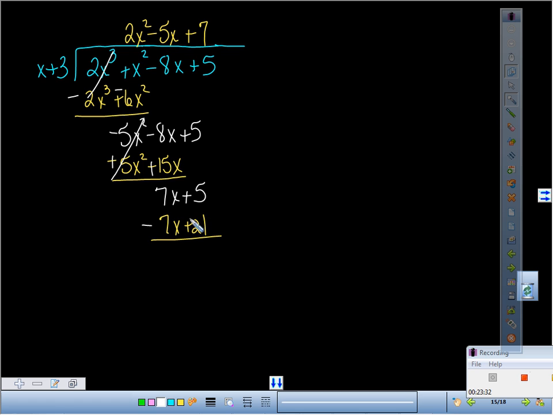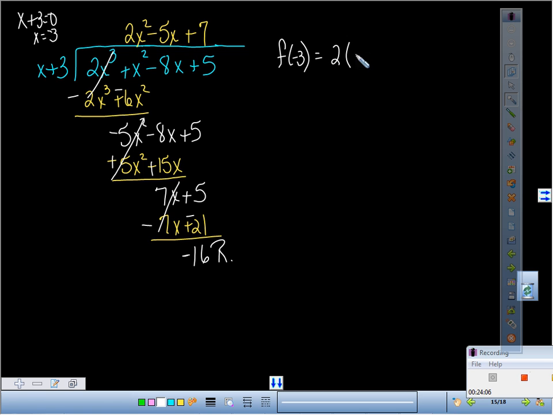Y'all got it? What did y'all get for a remainder? Negative 16. Okay, that's my remainder. Now, if I set this divisor right here equal to 0, what would x be? Okay, so let's find f of negative 3. Let's take this polynomial right here and find f of negative 3.